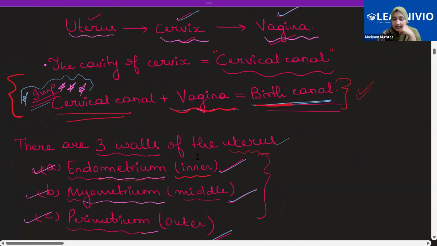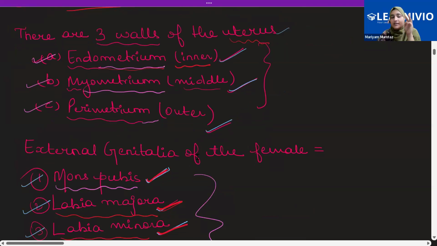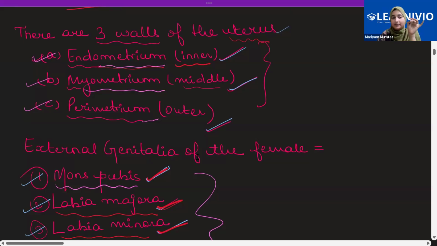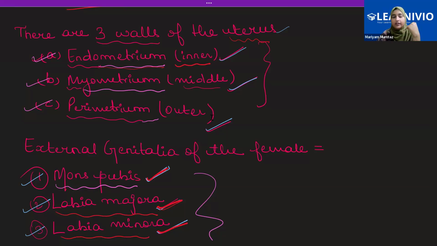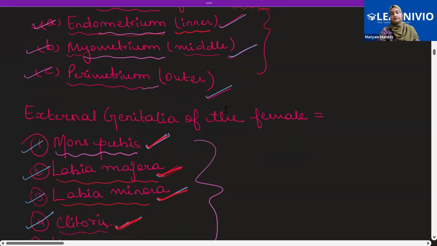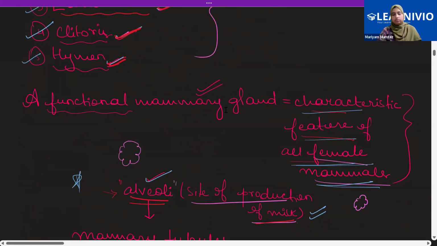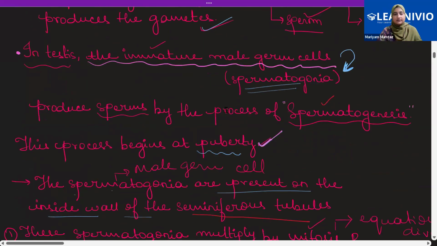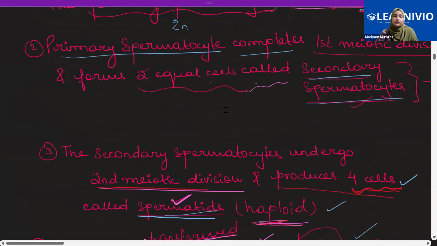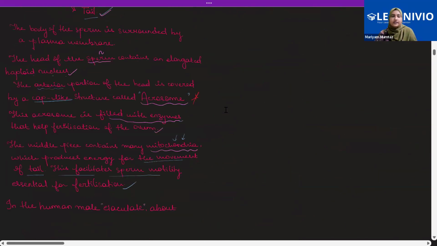Now, inside the uterus there are three walls present: endometrium, myometrium, and perimetrium. The endometrium is the innermost wall, the myometrium is the middle wall, and the perimetrium is the outermost wall of the uterus. Discussing the walls of the uterus now.